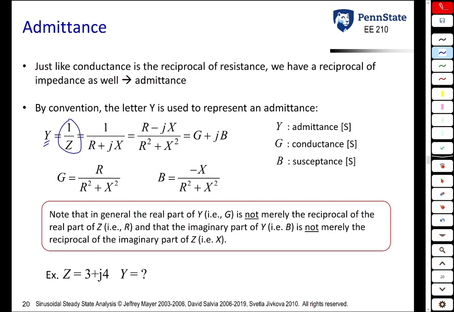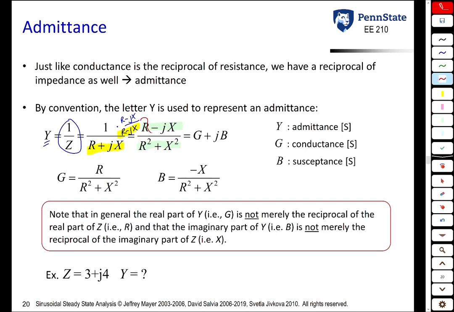So if impedance is resistance plus J times the reactance, the admittance, you take this, and you multiply it by R minus JX over R minus JX. So we're multiplying it by 1, but we do that to make the denominator totally real. If you remember, if you take a complex number, multiply it by its conjugate, you get a real number. So the numerator now becomes R minus JX, and the denominator now becomes R squared plus X squared, which is a totally real number.